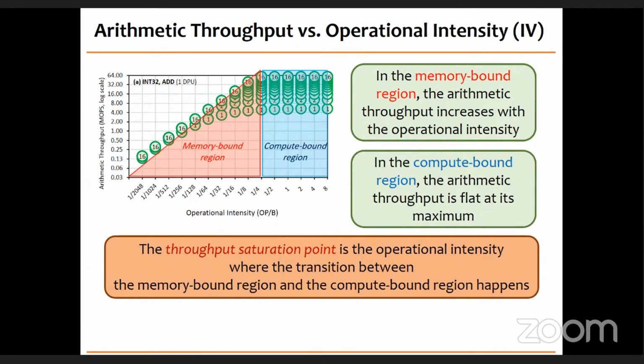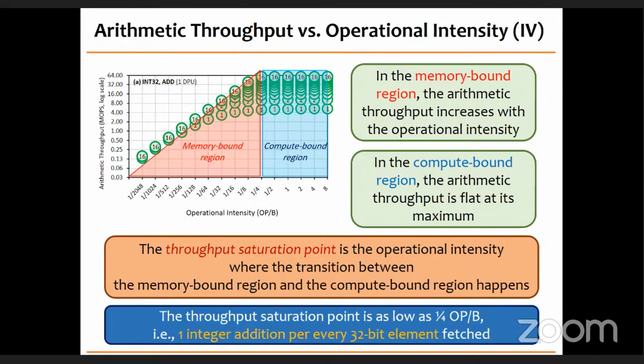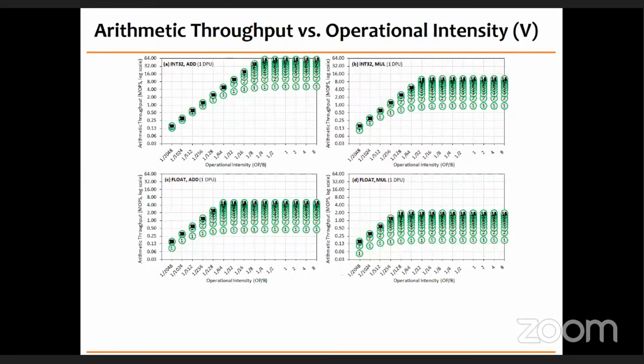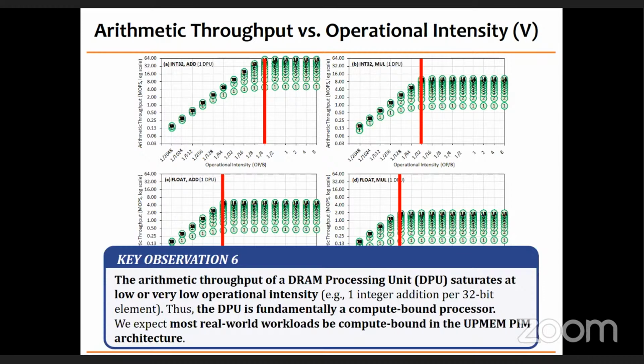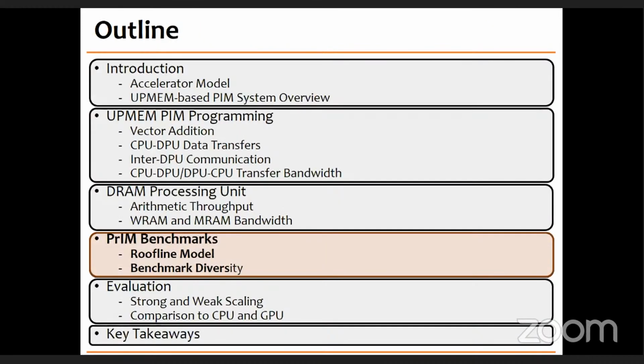The throughput saturation point is very low. Even in this case, it's even lower for other data types and operations. For integer additions, it is 1 integer addition per every 32-bit element. So as you see, it's pretty low, and it's even lower for others. But the observation is very similar.